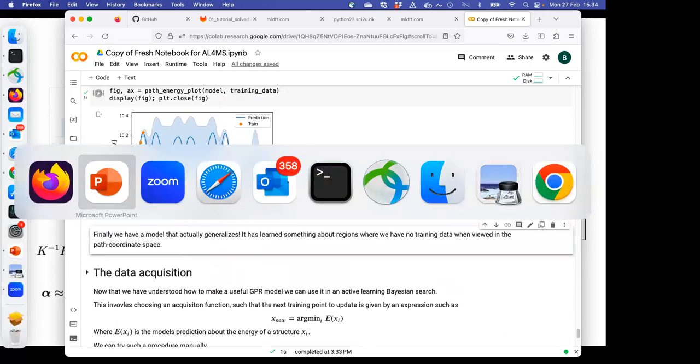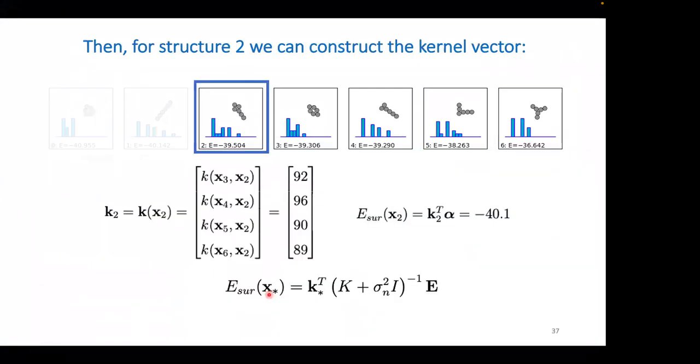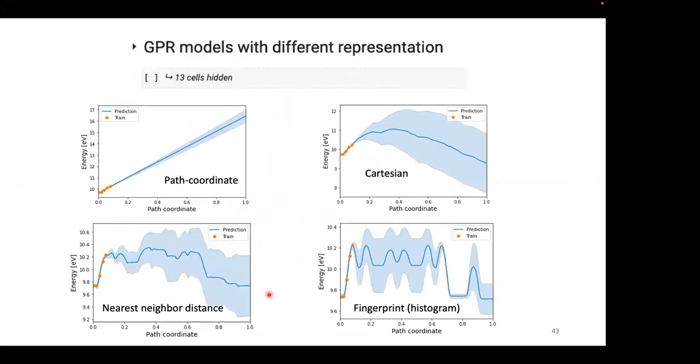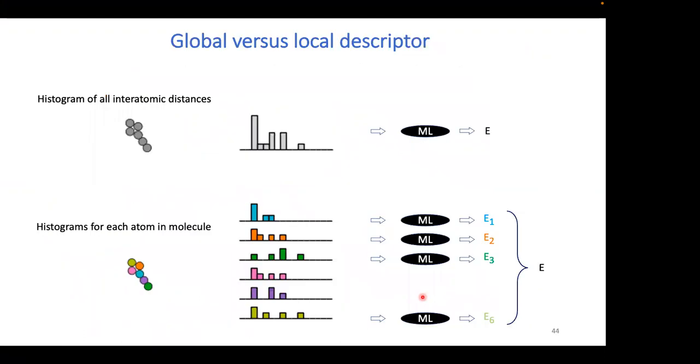So we'll return to that later on. I have the summary here. We saw that it matters a lot what your representation is. Don't rely on this one-dimensional representation telling you where you are on the path. Perhaps Cartesian gives you a little bit more. The nearest neighbor was quite good, and now the fingerprint gets a whole lot.